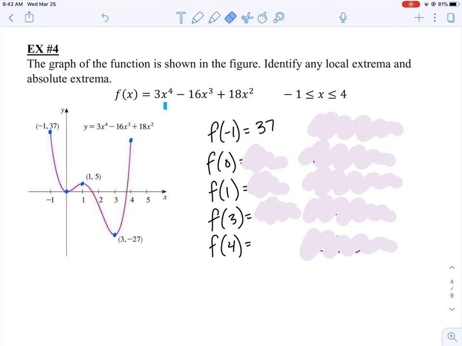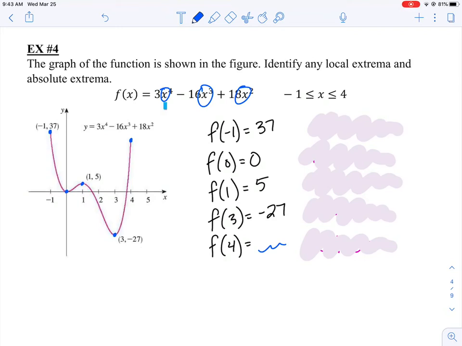So looking at f of -1, we get a y value of 37. At f of 0, if I plug in a 0, I get 0. At f of 1, the y value is 5. At f of 3, the y value is -27. And at f of 4, it doesn't really give me a value, but I could find the value by plugging 4 into my original function, if we needed to do that.